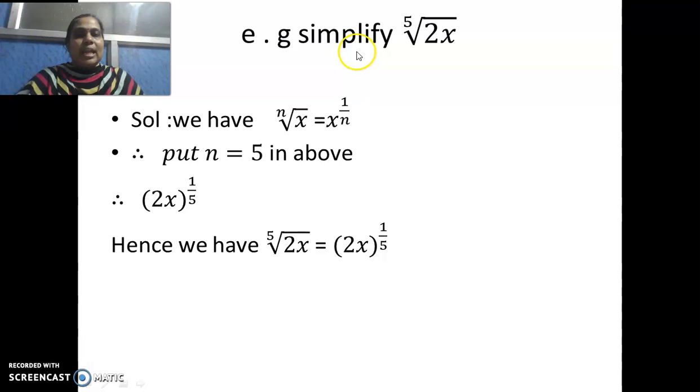So I continue the same example. Simplify fifth root of 2x. Here 2x is a function; any type of function we can include. Solution: n root of x, we can write as x raised to 1 upon n. So we put n equal to 5 and x is 2x in the given format. So we get 2x raised to 1 upon 5. That is the answer. Hence the fifth root of 2x is 2x raised to 1 upon 5.